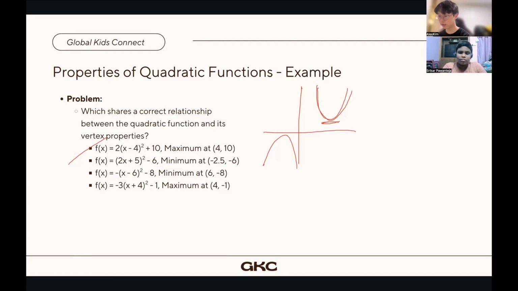If we take a look at choice 3, this time we are given a negative coefficient for x squared, which means it will open downwards, and the statement says there will be a minimum, which cannot be true because when a parabola opens downwards, there can only be a maximum value, not a minimum. Therefore the third choice is also incorrect.